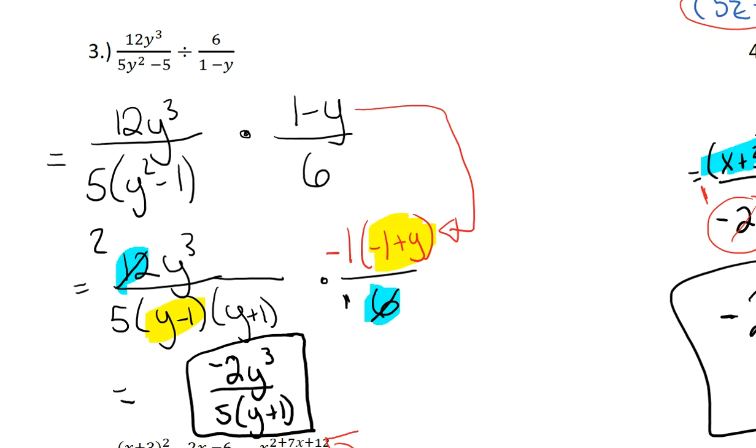Also, I want to point out right here, I took the y minus 1 minus y, and I took out a negative sign. The reason I did that is because when we get to this part right here, it's 1 minus y, and they don't quite match up. But if I take out the negative sign, then they do. So that's going to be your final answer there.